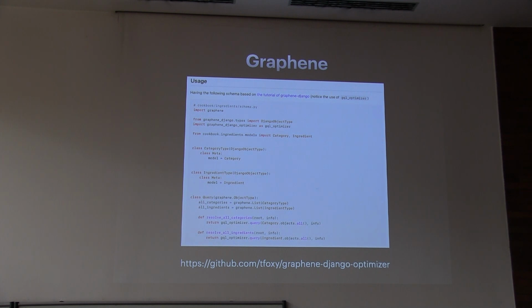So for those who are using Graphene, there's Graphene and Django. There's a library called Graphene Django, and it's supposed to help you with constructing GraphQL types based on the Django models. So Graphene Django Optimizer is using that to actually create optimized queries.